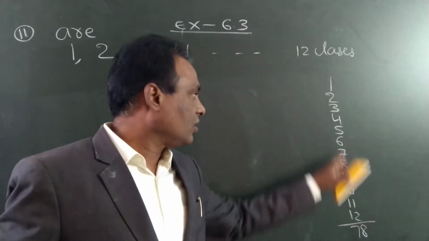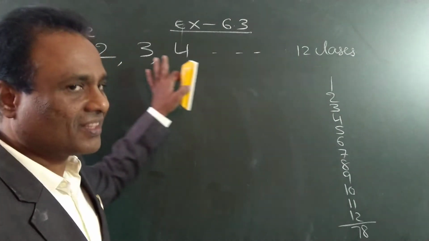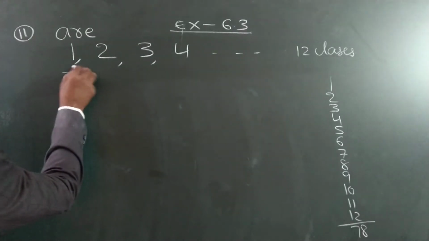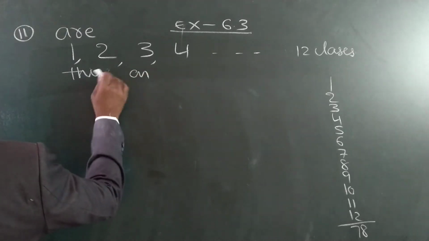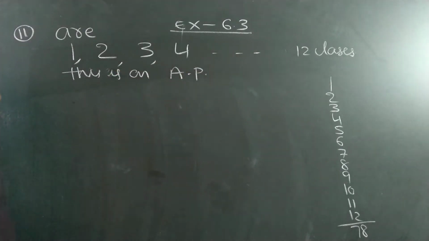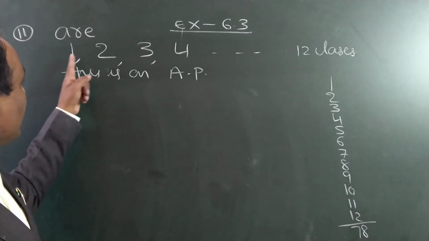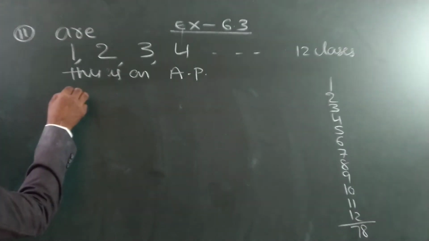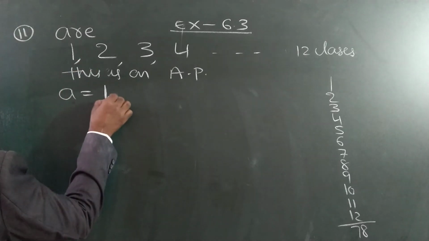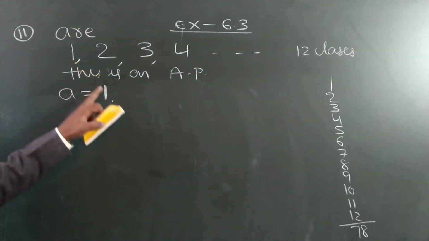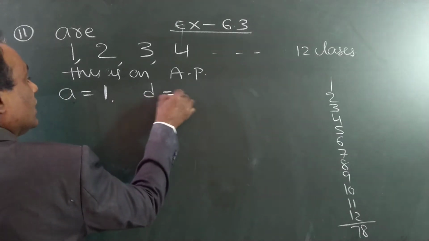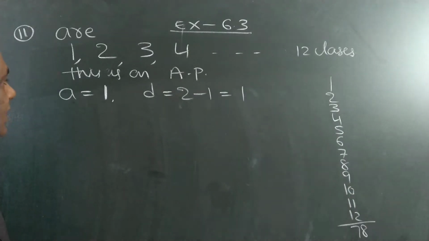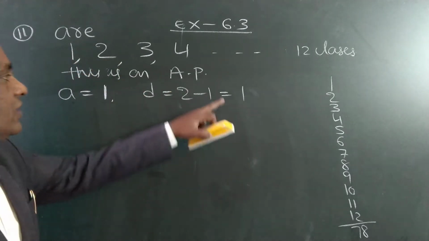We have to add. Now normally we can add, but this is an arithmetic progression. Let us use the formula to get the same answer. See here, this is an AP. Why is this an arithmetic progression? Difference: 2 minus 1 is 1, 3 minus 2 is 1, 4 minus 3 is 1. This is an AP. A is equal to 1, the first term is 1. Common difference is second minus first, 2 minus 1 is 1.